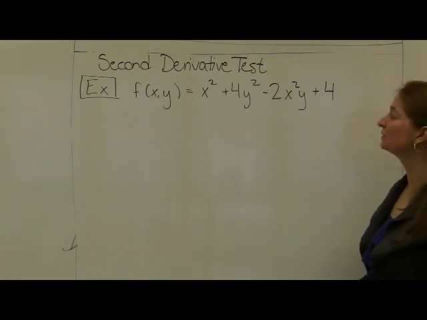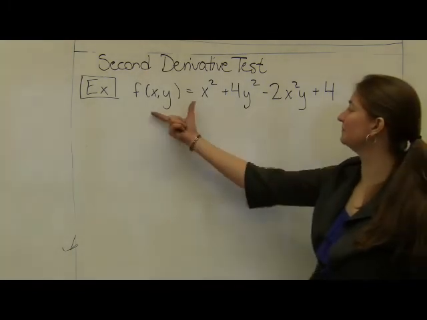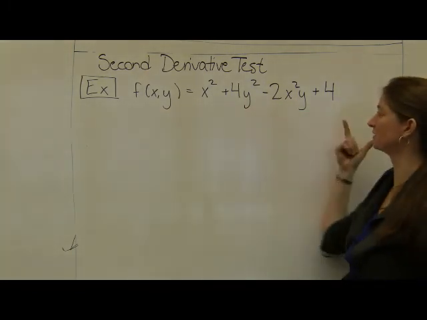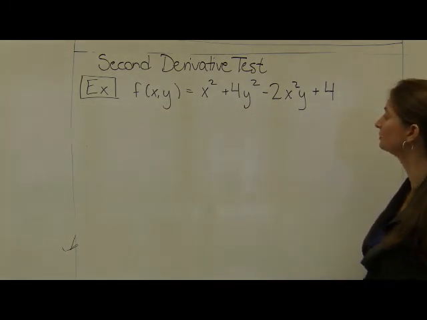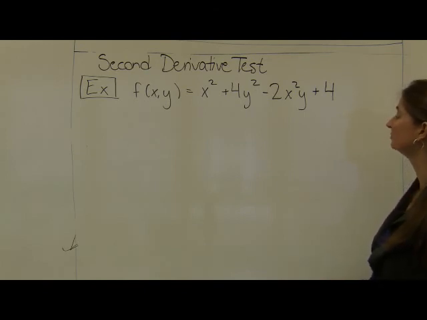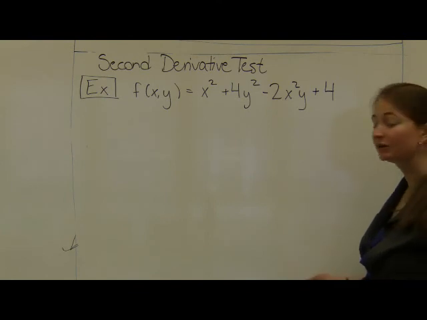So let's use the second derivative test to be able to evaluate the maximum and minimum values of this function. This function is given by x squared plus 4y squared minus 2x squared y plus 4. So how do we find critical points?